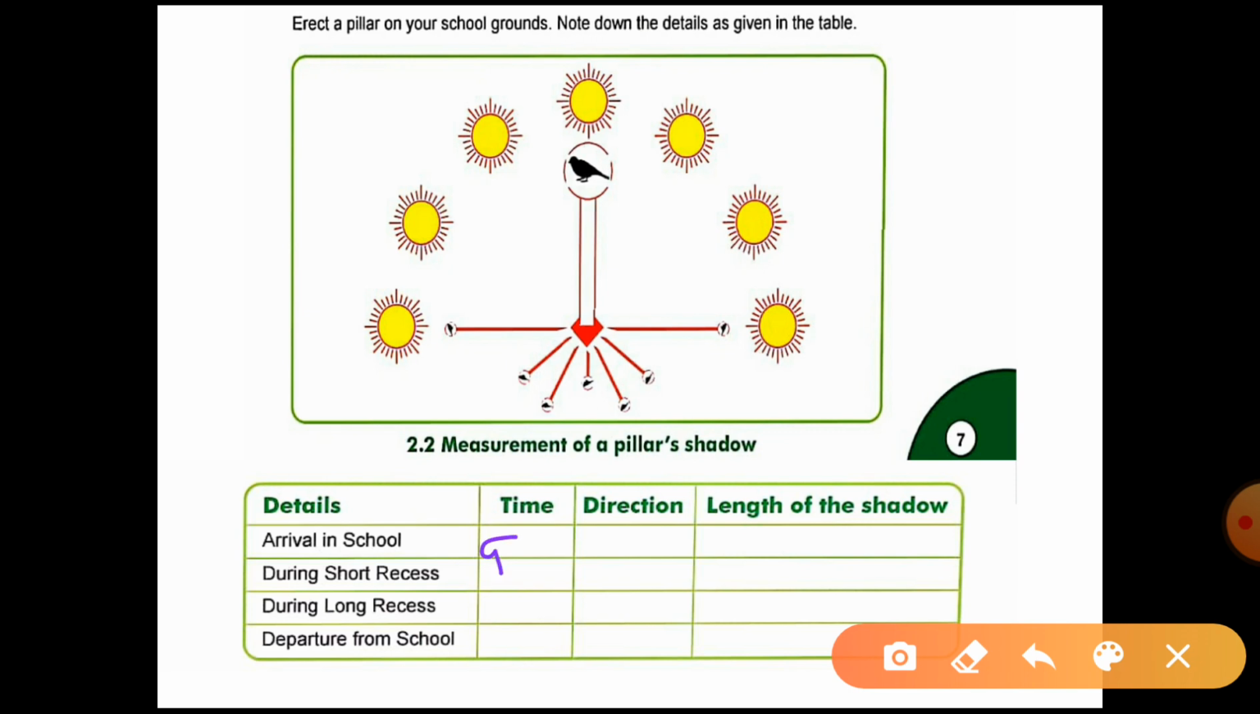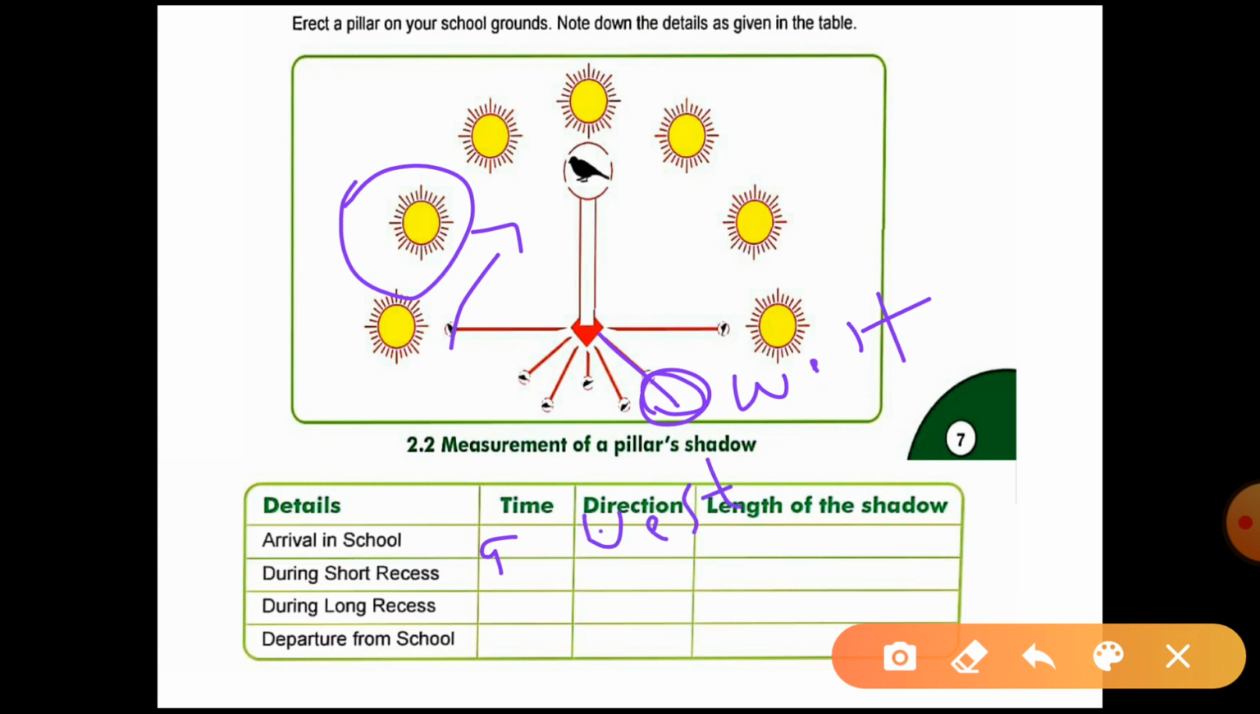Okay, then direction. So the direction of the pillar's shadow, for example, when you arrive at school, at that time the sun is here, so the direction of this pillar's shadow will be in this direction. Which means in which direction, east or west. For example, the sunrise is from the east direction, so the shadow of the pillar will be in the west direction. So write here west.